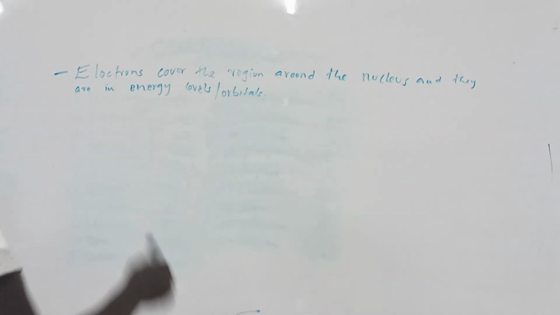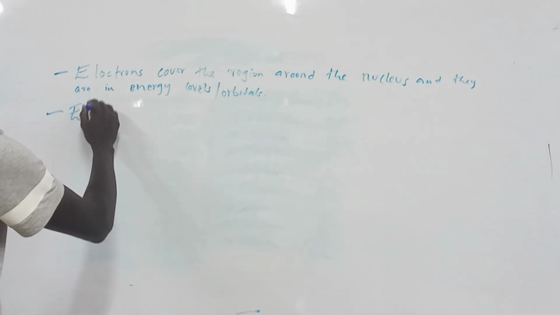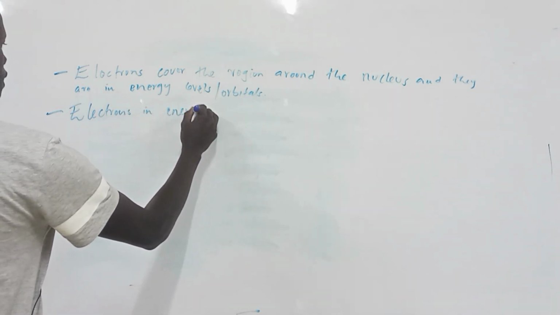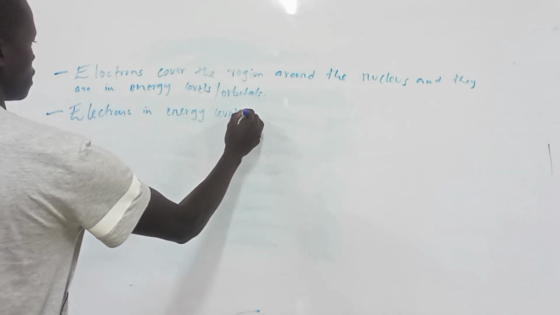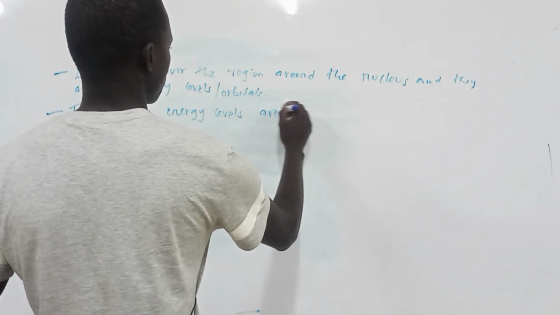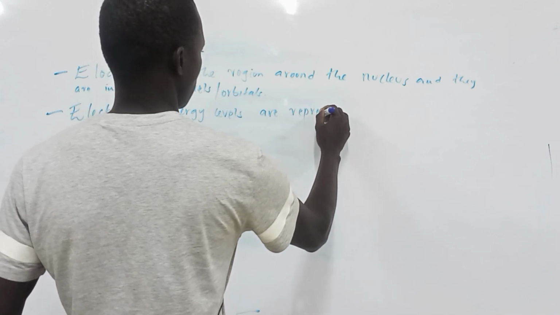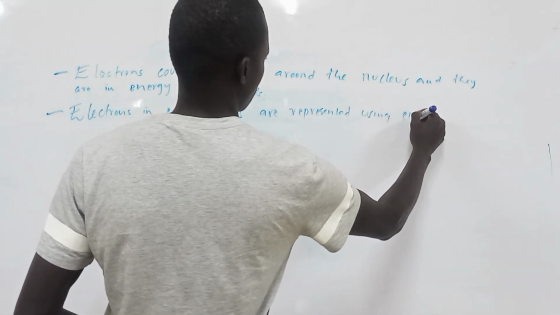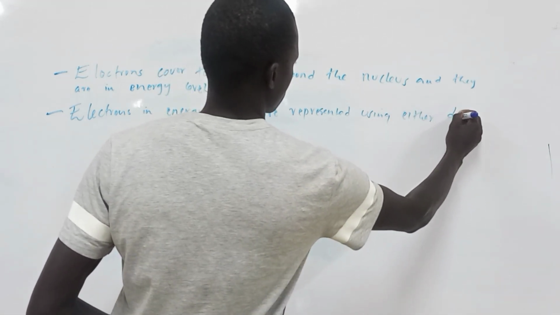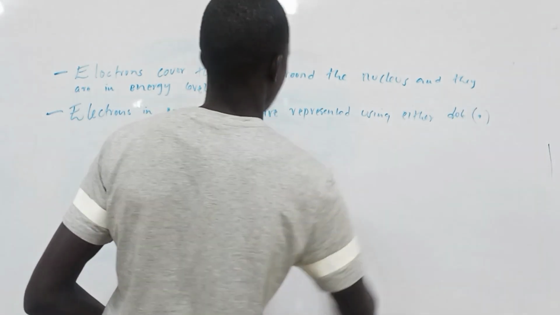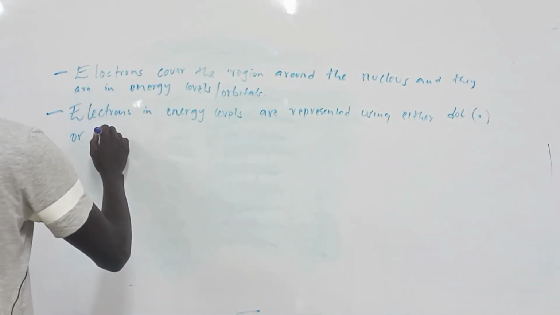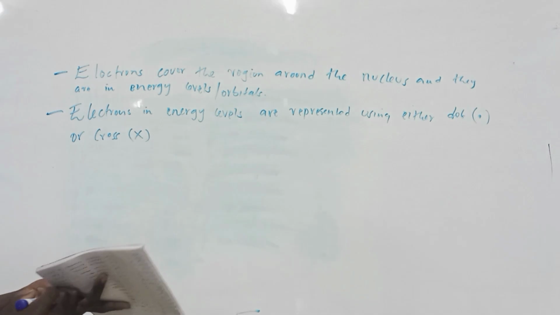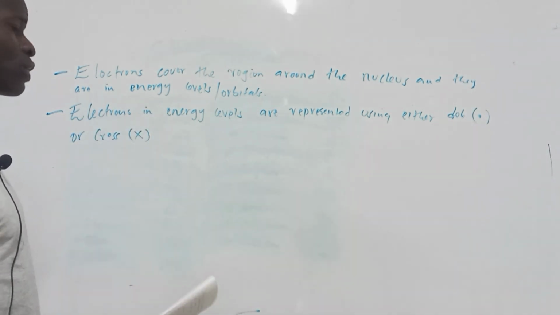The electrons in energy levels are represented using either a dot or a cross. So while indicating them in the energy levels, we'll either use a dot or a cross, but we cannot use both of them.